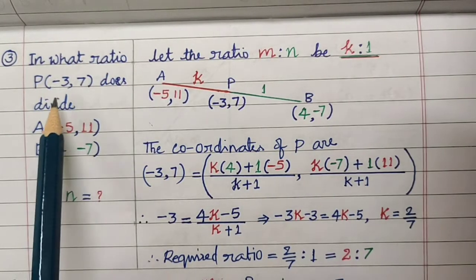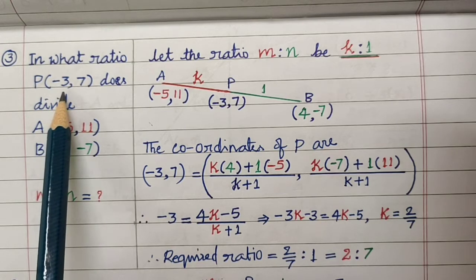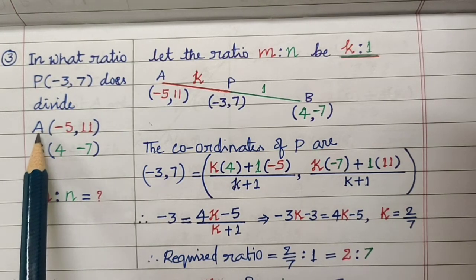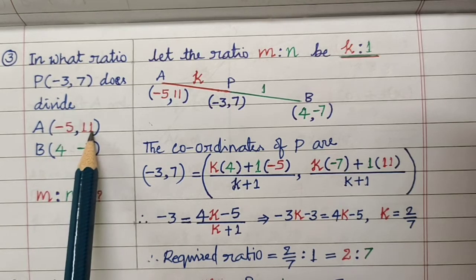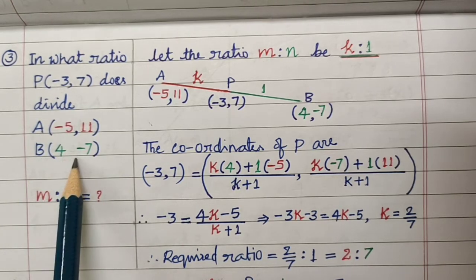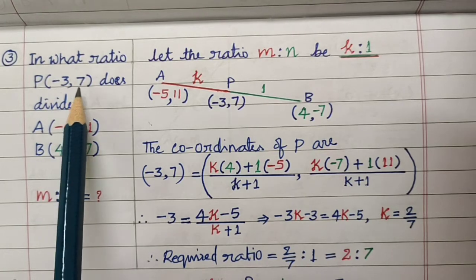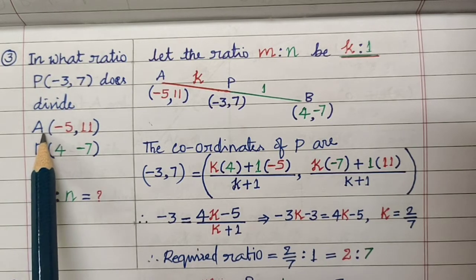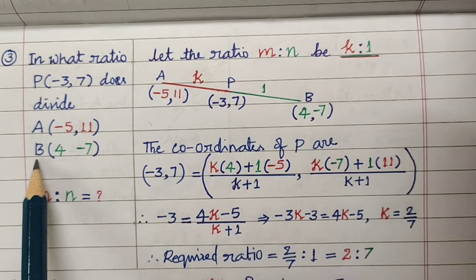In what ratio does P (-3, 7) divide the line joining A (-5, 11) and B (4, -4)? Here all the points are given. They have given the point P which divides the line AB. They have given the coordinates of A and B. We need to find the ratio.